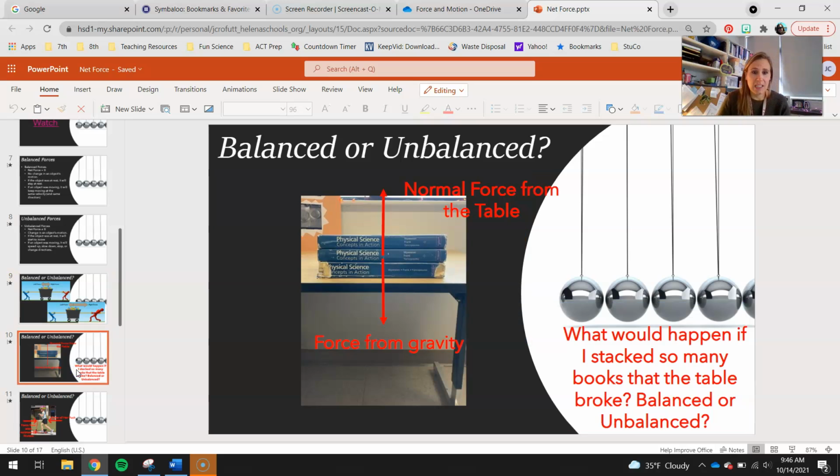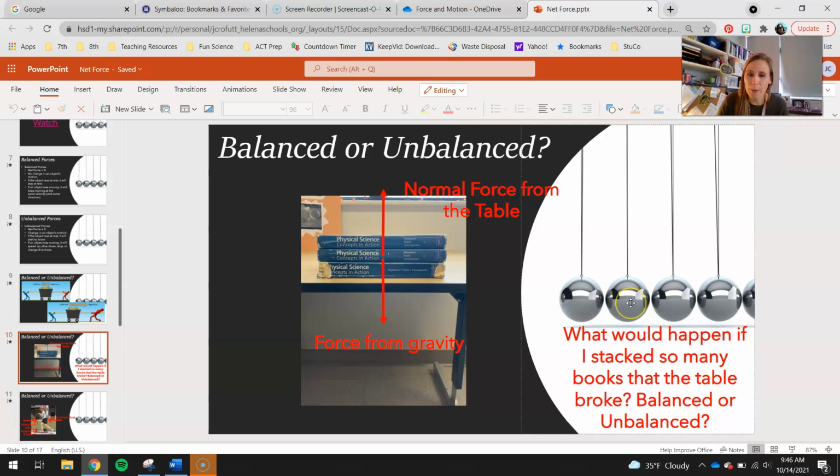Okay. Here is another example of force. We have some books sitting on a table. We have force from the weight of those books being pulled down by gravity. And we also have a normal force that the table exerts on the books. With that being said, this is an example of a balanced force. Those books are not moving.